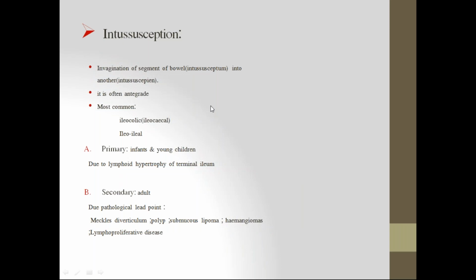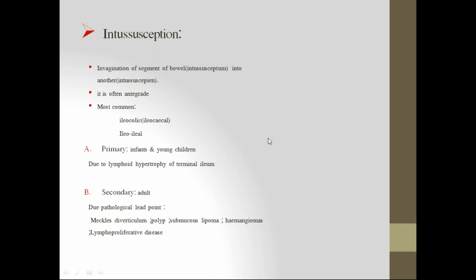Coming to intussusception. Intussusception means invagination of the proximal part of the bowel into the distal part of the bowel. The segment of bowel which is invaginating is the intussusceptum, and the segment into which the intussusception takes place is the intussuscipiens. Most commonly it is antegrade. The most common location involved is ileocolic, though it could be colocolic or ileoileal. Primary intussusception occurs in infants and young children because of lymphoid hypertrophy of the terminal ileum.